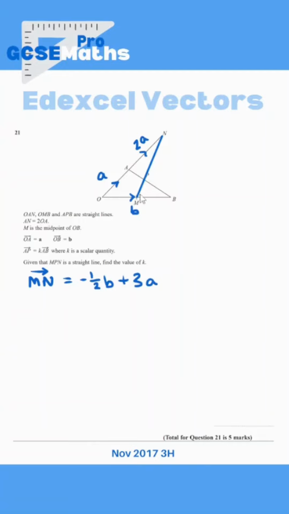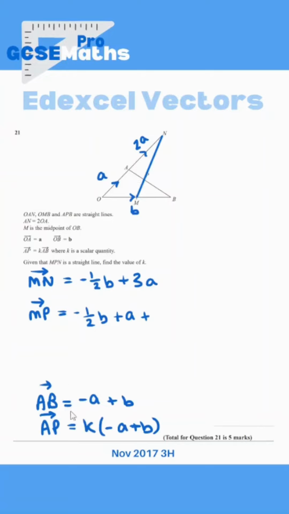Then find a second one. I will probably go with MP. In order to find MP, I need to know AP, and in order to know AP, I need to know AB first of all. Given that we don't know the scale of AP, this is where I'm going to include K and multiply the whole of AB by the letter K, because that is the scale.